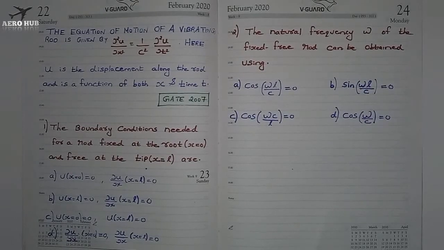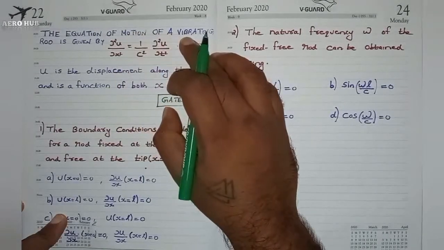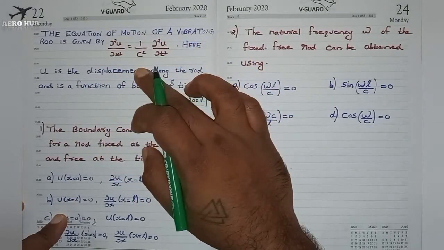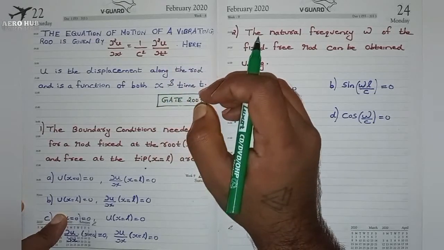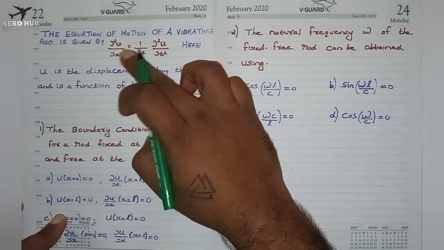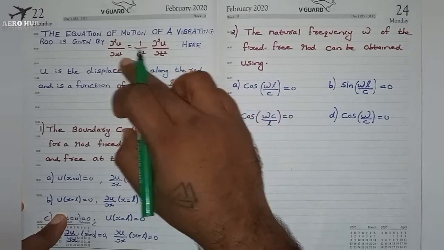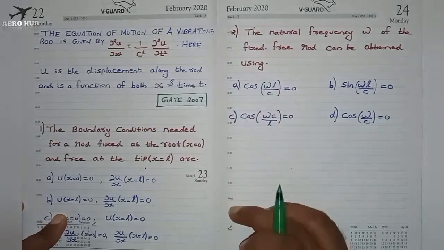We will continue to solve the numerical problems in structural dynamics. As you can see, this question was asked in Gate 2007. The equation of motion of a vibrating rod is given by ∂²u/∂x² = (1/c²) ∂²u/∂t². Here u is the displacement, t is the time, and this is the equation of motion for a rod or a bar. And we have two questions.